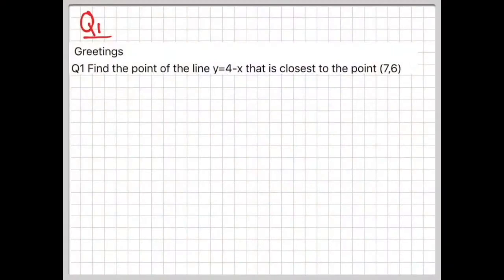For our first question, we are going to have a look at a question sent in by our now famous Mr. Tsepang Mboweni, who asked this question: find the point on the line y equal to 4 minus x that is closest to the point 7,6. A small, very innocent looking question, but nonetheless quite a tricky one, because this question would easily be 7 or 8 marks in the exam.